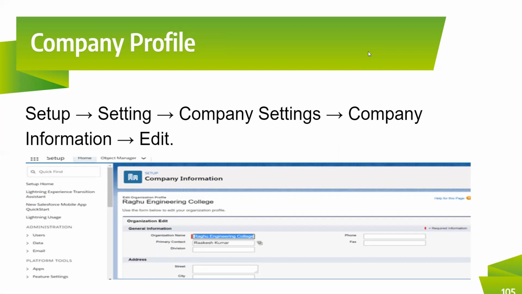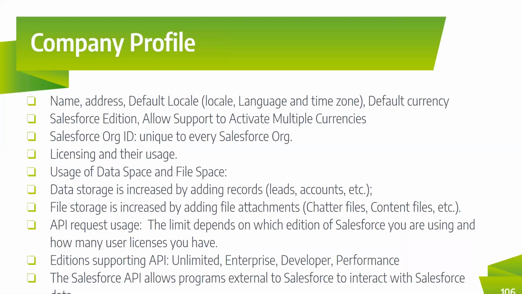The moment you enter company information, on the right-hand side you get a page like this. On this page, you have a button called edit. You click on the edit button, and then you edit all your information. What information are you going to edit? The name, address, default locale, which is nothing but the local time zone, and default currency. By default, it will be US currency. In case you want to change it to Indian currency, you can change it and allow support to activate multiple currencies. Then you can see the Salesforce organization ID.